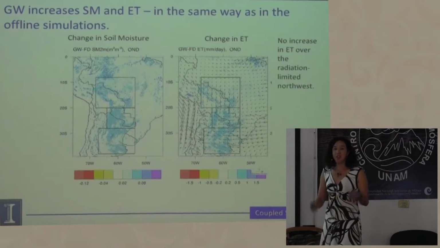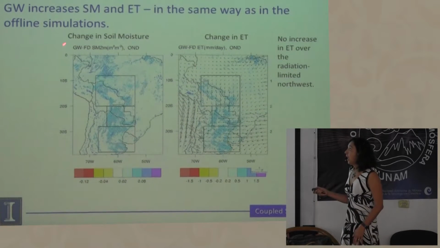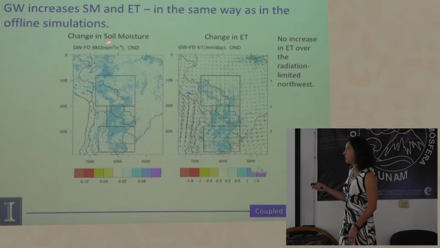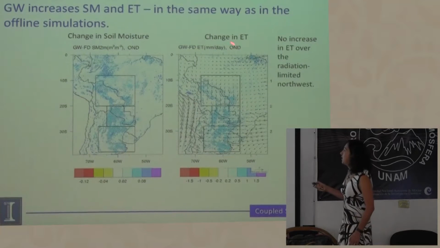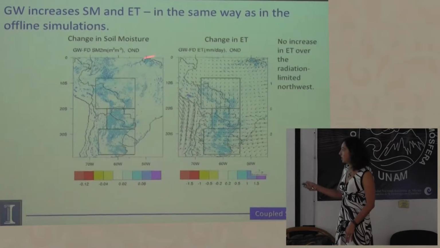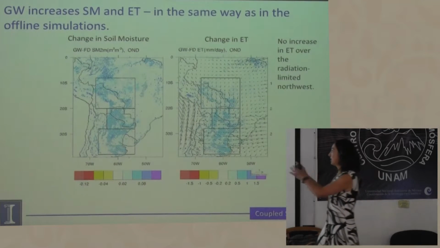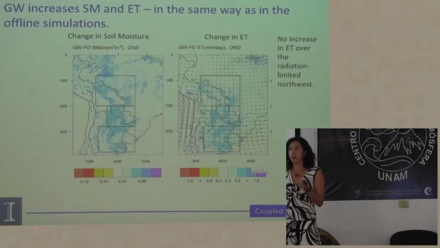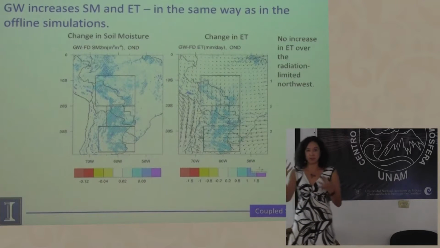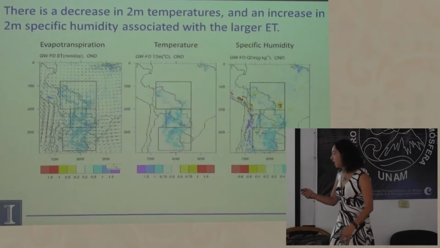Okay, so the first thing was, does the coupled model behave in a similar way as the offline, uncoupled system? And what we find is that it does. When you look at changes in soil moisture, in the regions where the groundwater is shallow, you have an increase in soil moisture all along here. And the changes in ET follow these same regions, except for the northern part of the domain, which is more radiation limited. So basically, this was a sanity check, right? That the coupled model is isolating the effect of the groundwater and not just the noise of the coupled system. But now we can get into other variables.